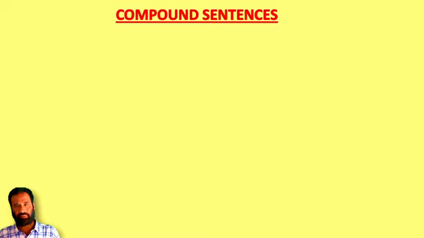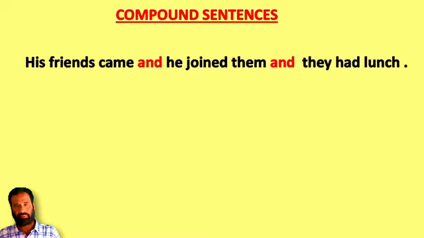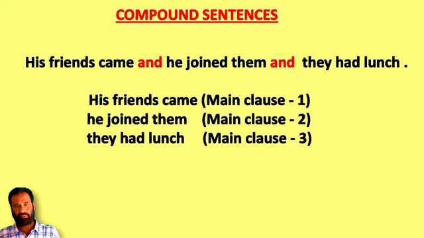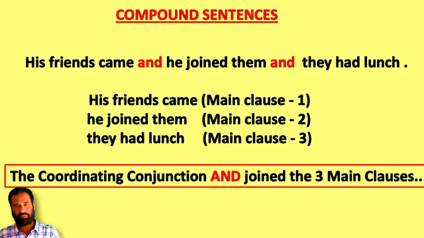In some compound sentences, three or more main clauses are used. Observe the sentence. His friends came and he joined them and they had lunch. In this sentence, there are three main clauses. His friends came, one main clause. He joined them, that is the second main clause. They had lunch, third main clause. All three main clauses are combined with the coordinating conjunction and.